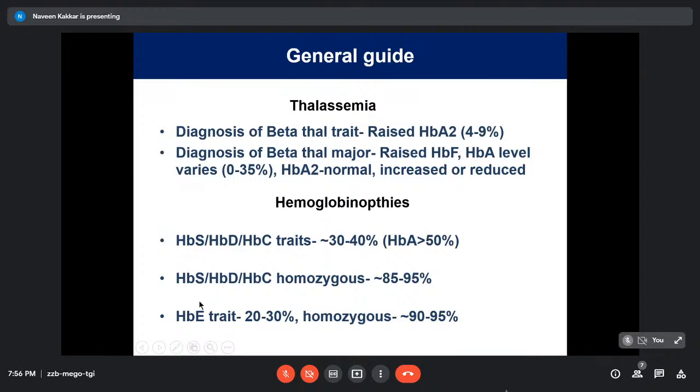If you deal with the homozygous disorders, your percentage goes up markedly. But remember, HbE trait might have a slightly lower trait value, although homozygous is similar. That is because it has a small synthesis, it's a slow synthetic chain. So E synthesis is slightly slow, almost like a thalassemia component, but your trait values are likely to be slightly lower than usual S, D and C.